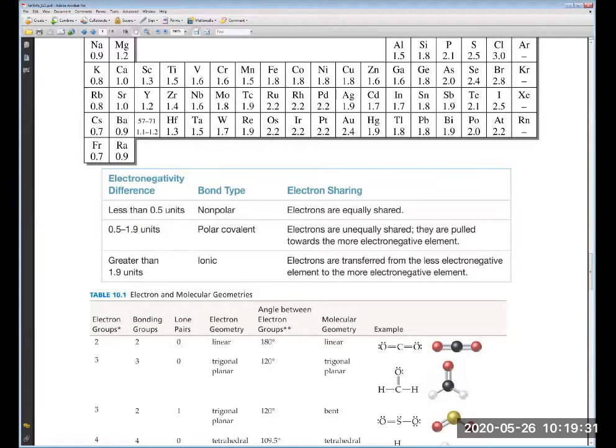So if your electronegativity difference is less than 0.5, which means up to 0.4, then it's non-polar. And typically, the CH bond, for example, is non-polar. And then when it's 0.5 up to 1.9, it's considered polar, which means electrons are unequally shared between the atoms, and the atom that is more electronegative is pulling the electrons towards itself.